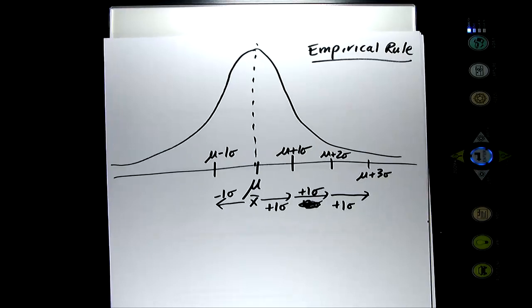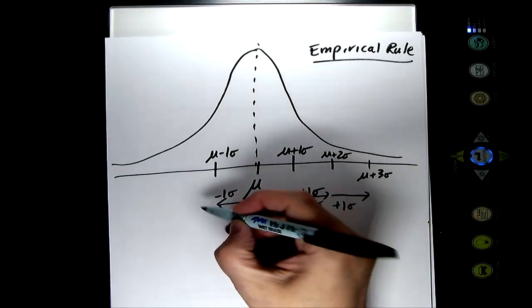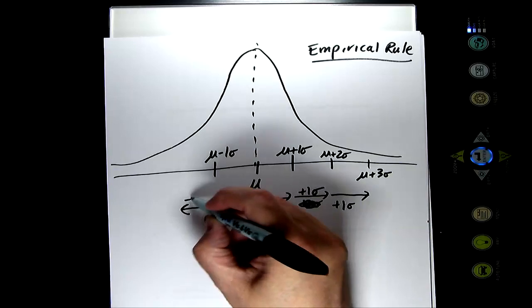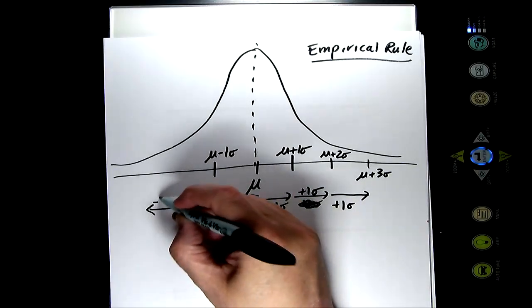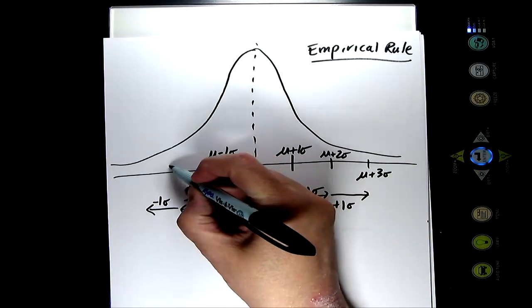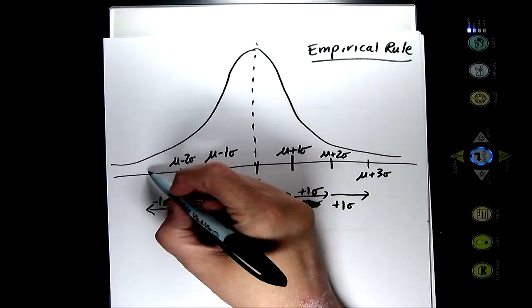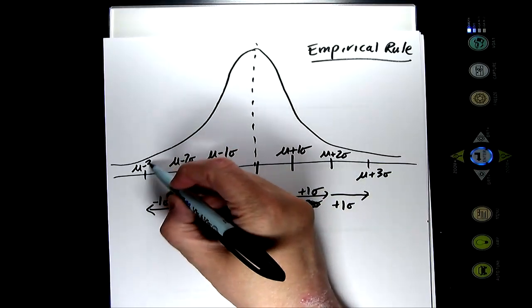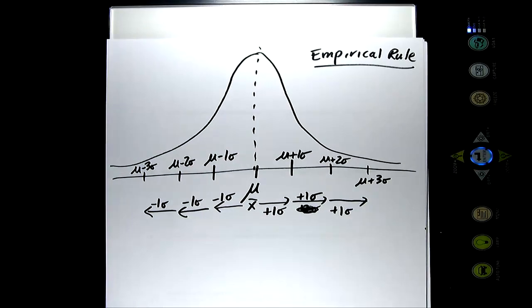All right, we're gonna go the other way. We're gonna subtract 1 deviation at a time going to the left. And we're gonna have mu minus 2 standard deviations and mu minus 3 standard deviations. This is the base graph.